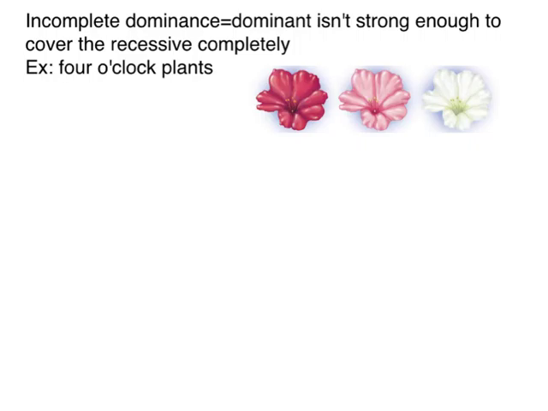And we're going to start with incomplete dominance. In incomplete dominance, the dominant allele is not strong enough to completely cover the recessive. And so what you're going to end up with is a situation like in this example. The example is four o'clock plants, where you have red plants here and you have white plants, but when you cross the red and the white together, the offspring turn out to be pink.